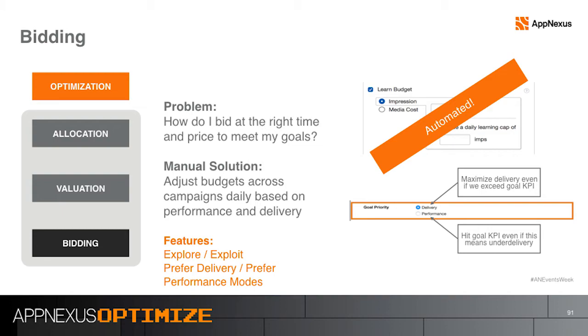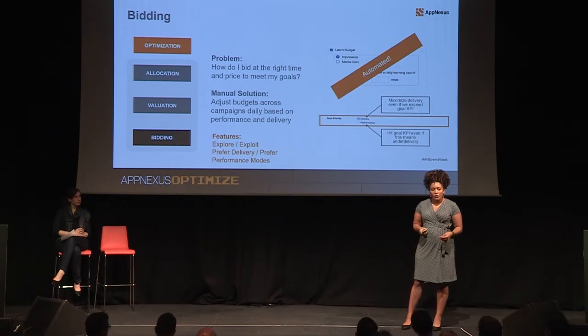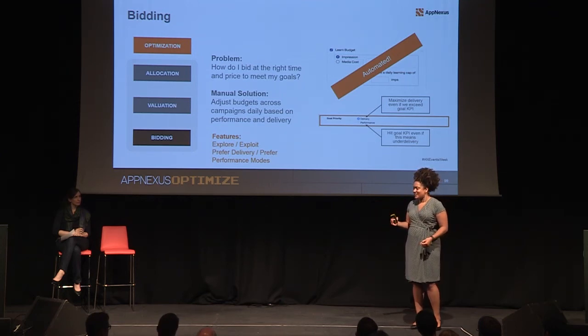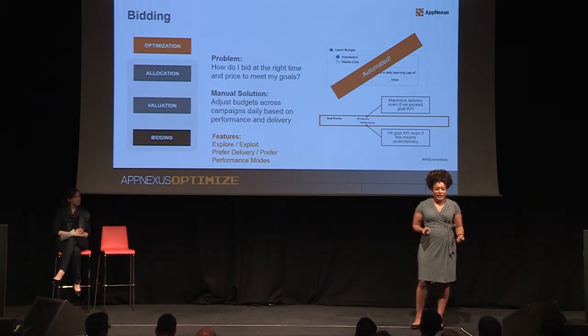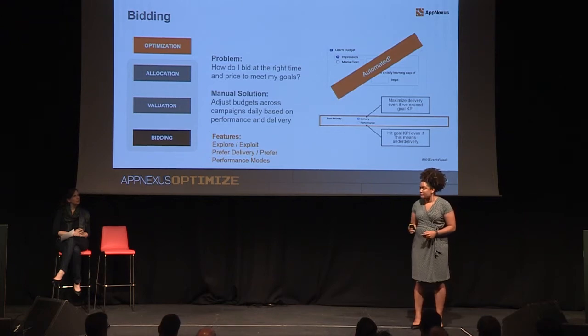The second is Prefer Delivery, Prefer Performance. And what this does is it addresses the essentially age-old question of, is it more important to spend my entire budget, or is it more important to hit my delivery goal or hit my performance goal? And what this allows you to do is input that information into our system so that every automated system that I talked about today will actually take that into account. So all of our systems are working toward the most critical goal to your campaign.